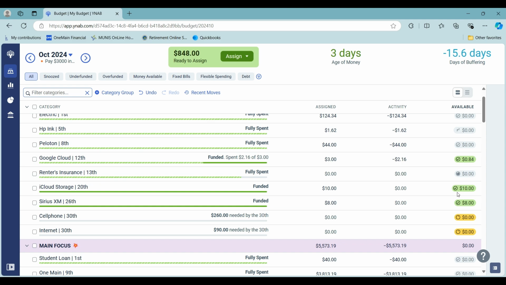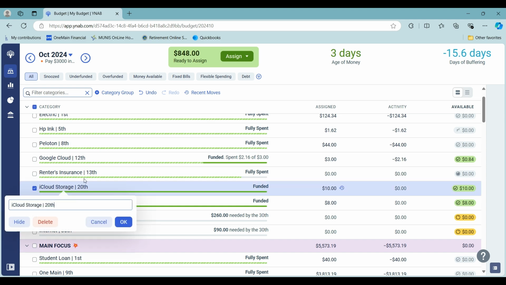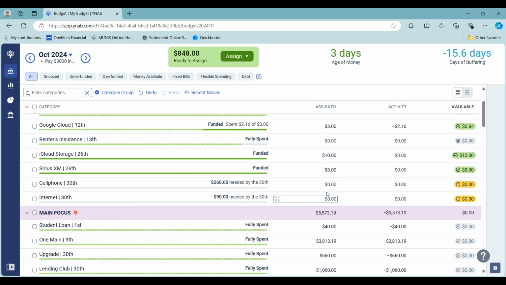iCloud storage, I still have $10 here. And Sirius XM, I still have $8 because those are due on the 26th. Let's change this because my iCloud is now due on the 26th. So let's change this due date. All right, so that's it for the monthly bills, as in money that's already assigned. We still have to pay our cell phone bill and our internet bill.